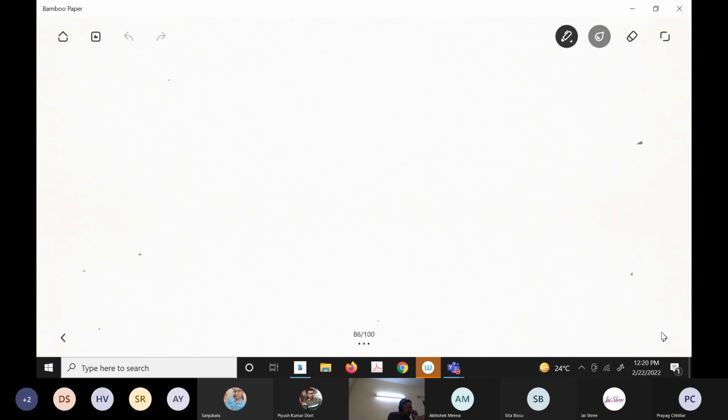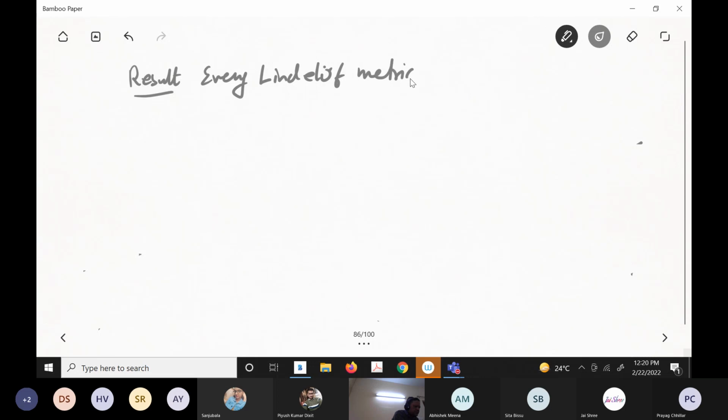So I need to give the proof of that. I'm just giving you the hints on how you will generate this thing. What I'm saying is that basically this result you need: every Lindelof metric space is second countable. Because by the result I already proved, the other way, a second countable space is always Lindelof. So it doesn't matter whether it is metric or not. This is second countable.